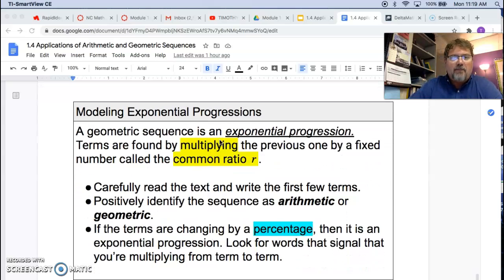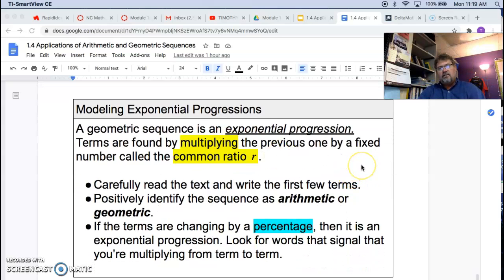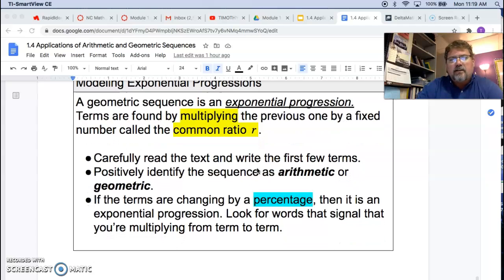And to wrap this up, I just wanted to show you this box, and this is the box I want you to put in your notes. Modeling exponential progressions. And I think it's important to call these exponential, because later when we study exponential functions, you're going to see us doing very similar things, except maybe not thinking of it as a sequence as much. It says a geometric sequence is an exponential progression. Terms are found by multiplying the previous one by a fixed number called the common ratio R. Well, we already knew that. That's actually part of our other definition box.